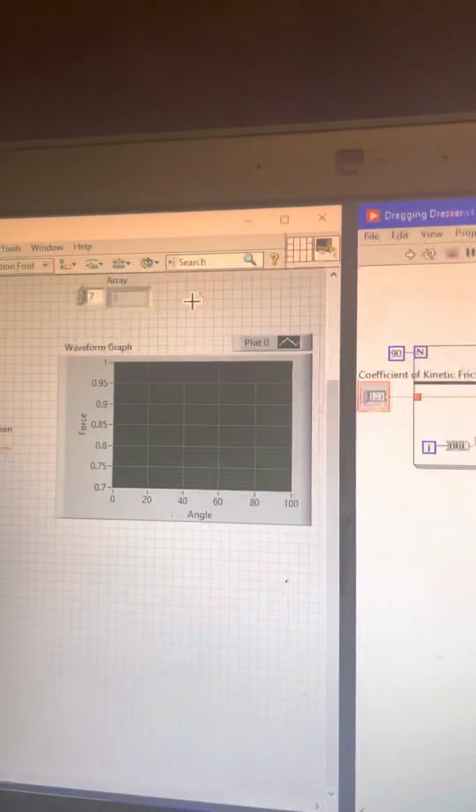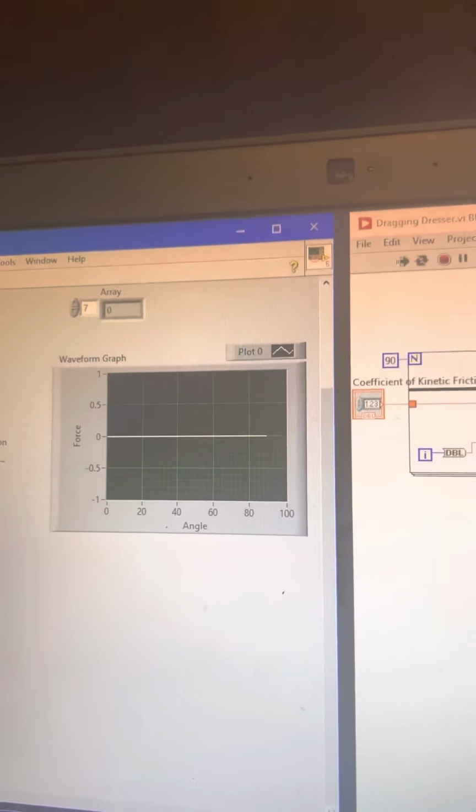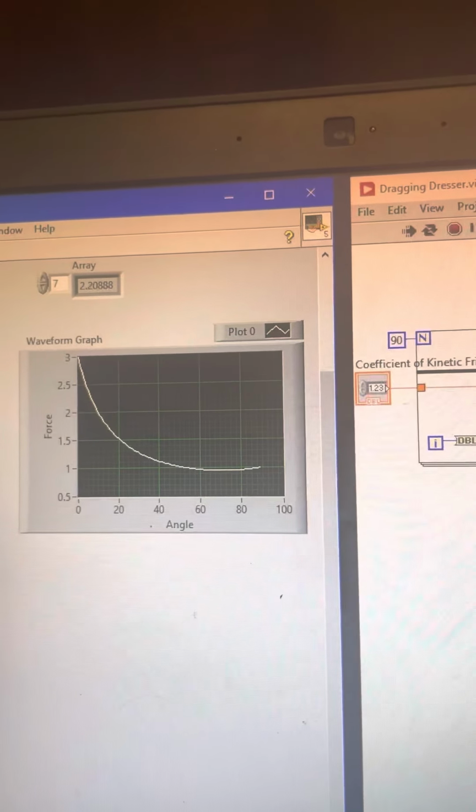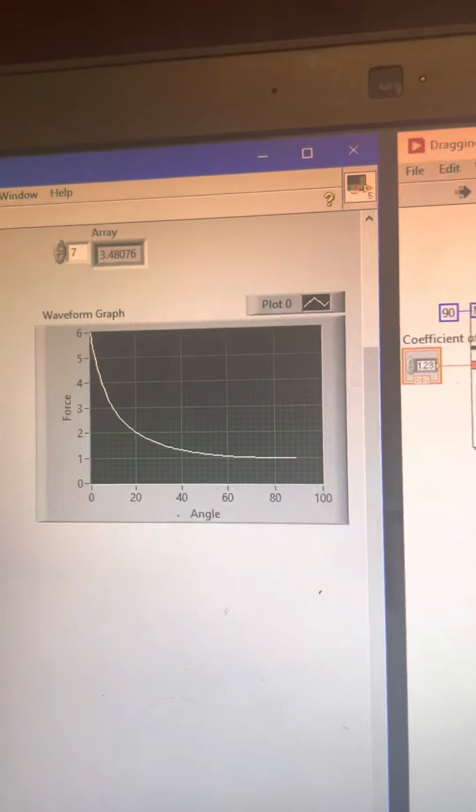Determine the angle at which F prime is smallest, the minimum magnitude force required to drag a dresser at constant velocity. So we're going to run this. So the coefficient of friction, slowly increasing.